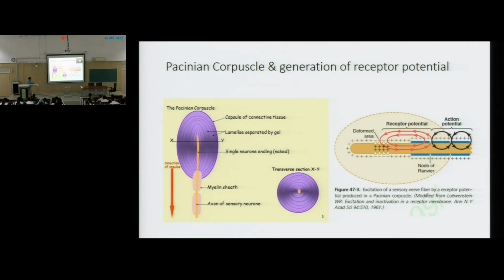And the action potential will generate at the first node of Ranvier here. The first node of Ranvier is usually present inside the capsule only. So mechanical deformation forces here will cause the generation of a receptor potential and further an action potential. Okay. This is the transverse section of this Pacinian capsule.